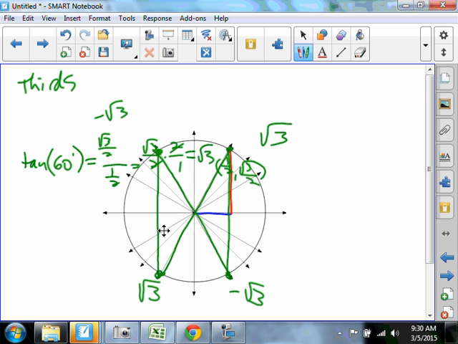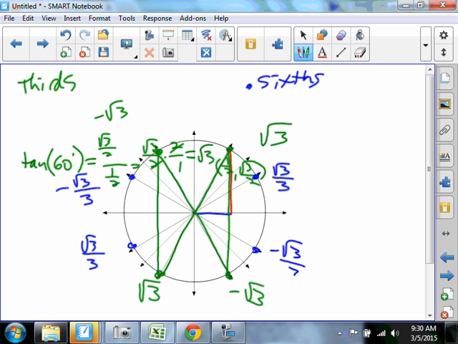Finally, for the sixths, we're just going to use the inverses of rad 3. What's the inverse of rad 3? Rad 3 over 3. So we got rad 3 over 3. 180 out, we got rad 3 over 3. And then up here we got rad 3 over 3, but it's negative, and down here we got negative rad 3 over 3. We'll pick that up tomorrow. We'll talk more about those tomorrow.